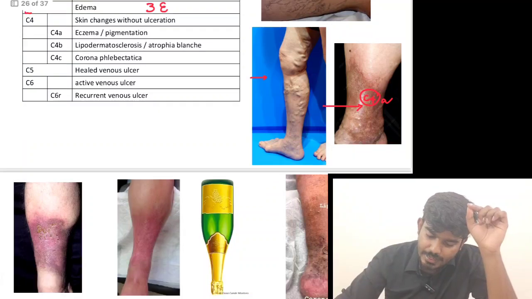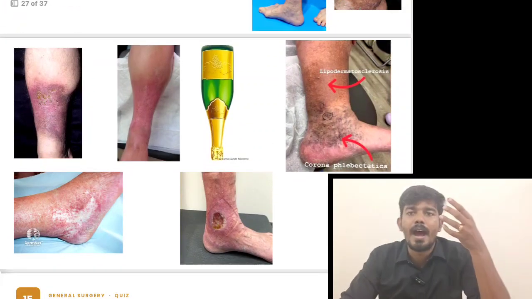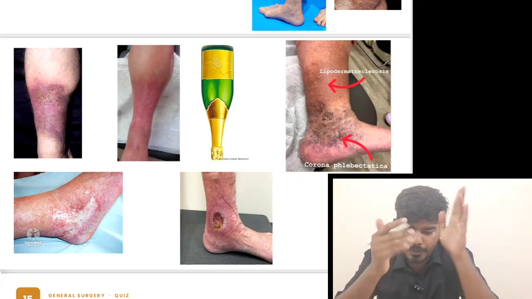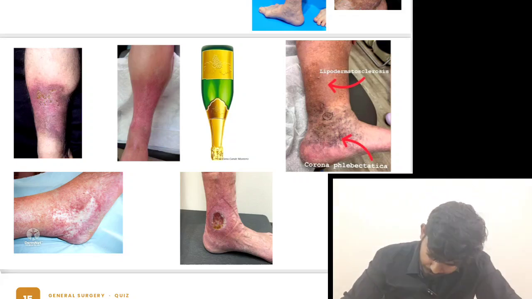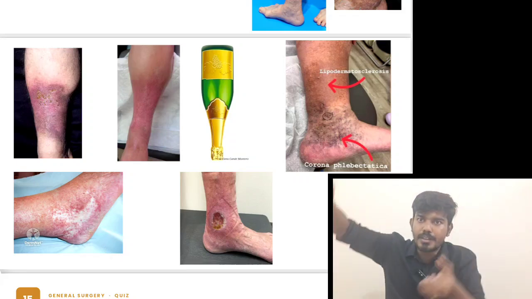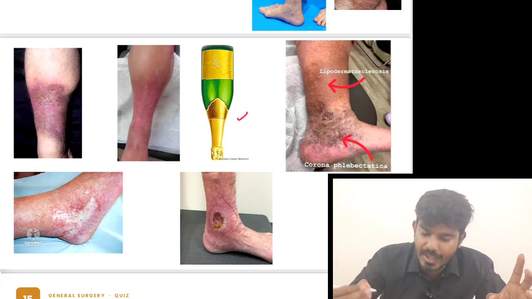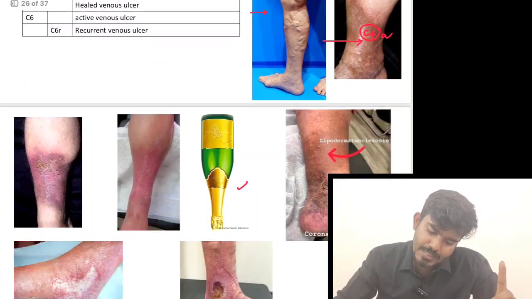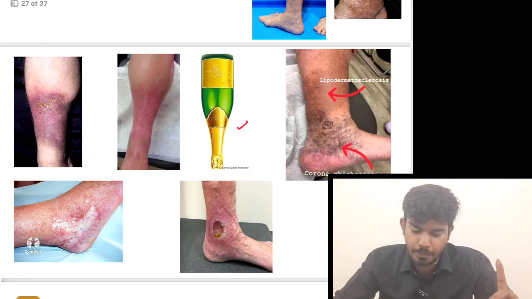C4B, it is lipodermatosclerosis. That particular segment is going for sclerosis. It is lipodermatosclerosis. It also gives an appearance of an inverted champagne bottle. Okay, inverted champagne bottle appearance is suggestive of lipodermatosclerosis.